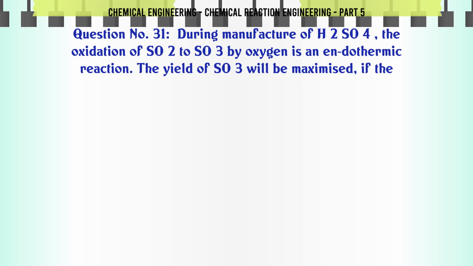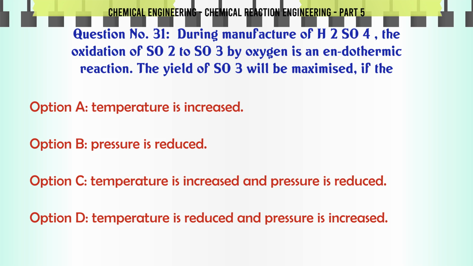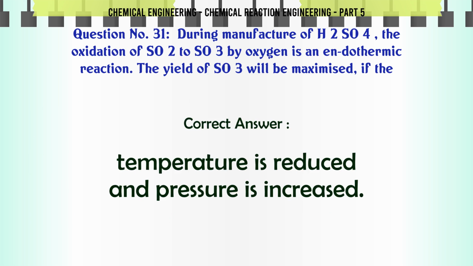During manufacture of H2SO4, the oxidation of SO2 to SO3 by oxygen is an endothermic reaction. The yield of SO3 will be maximized if the A. Temperature is increased. B. Pressure is reduced. C. Temperature is increased and pressure is reduced. D. Temperature is reduced and pressure is increased. The correct answer is temperature is reduced and pressure is increased.